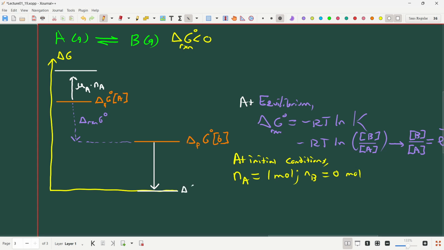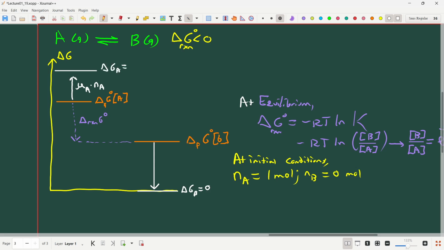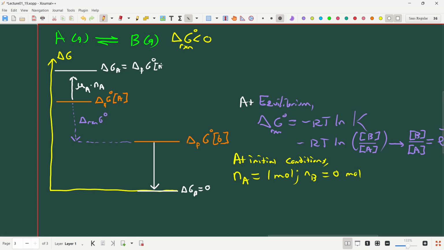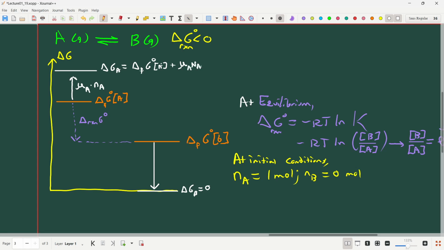Right, so delta G of B at initial conditions is 0, and delta G of A is equal to the free energy of formation of A plus mu A in A. Okay, so what's happened is now we've taken the energy of the box, right? These are the regular energy differences between A and B at equilibrium, but I've driven my box out of equilibrium, so I just have A, right?